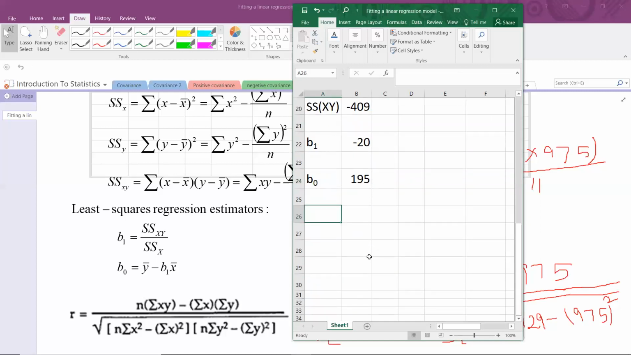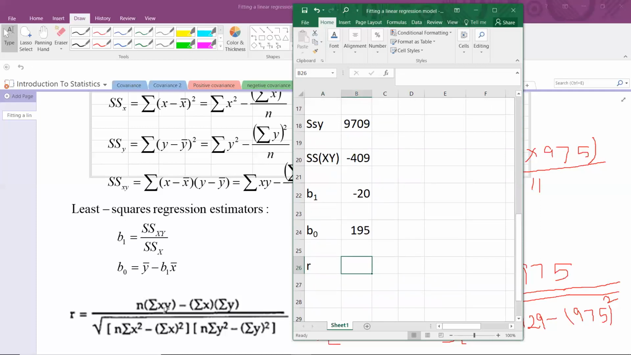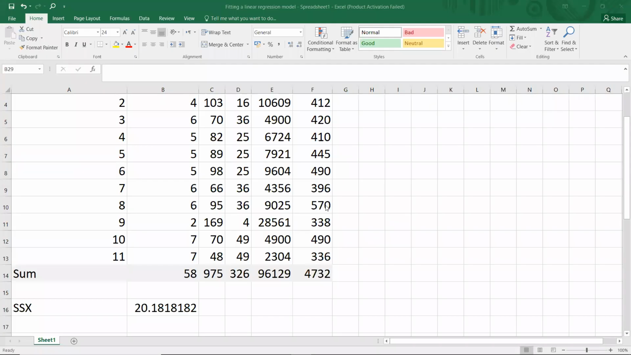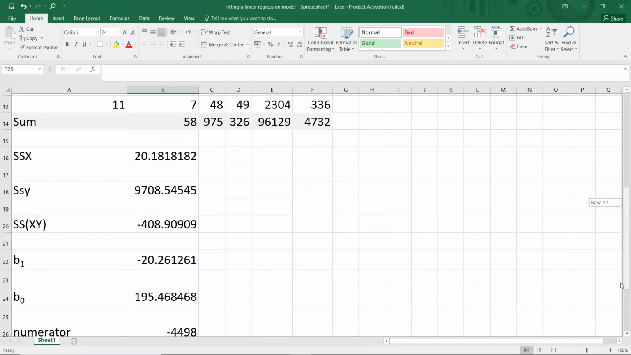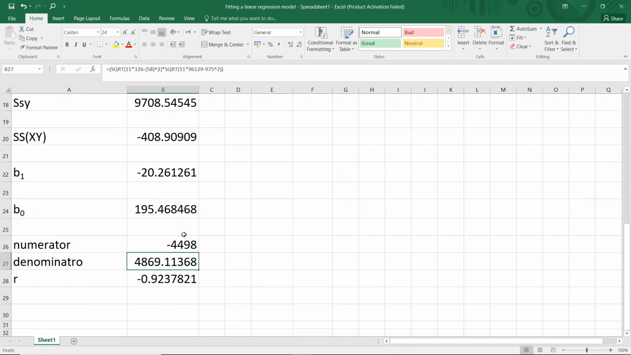The next item that is required is R. R is the coefficient of correlation, and the value of R can be computed by this formula. It is equal to n, which is 11, multiplied by... finally the value of R is computed, and numerator is calculated separately, denominator is computed, and then the ratio of these two is computed, and it is indicating a minus 0.92. Minus 0.92 means there is a strong negative correlation among these two variables.